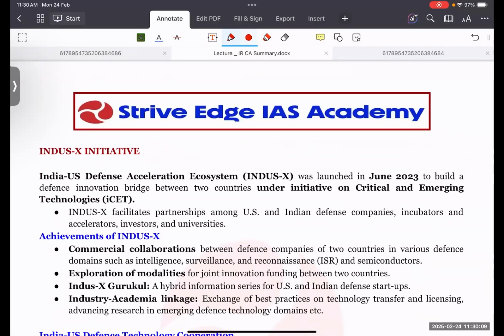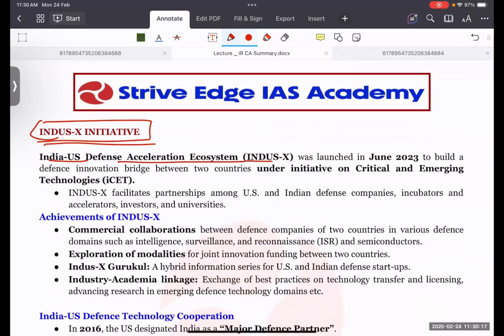Next, moving ahead with the next topic, the Indus X initiative. The India-US Defense Acceleration Ecosystem, that is Indus X, was launched in June 2023 to build a defense innovation bridge between these two countries, in order to strengthen the initiative on critical and emerging technologies, the iCET.